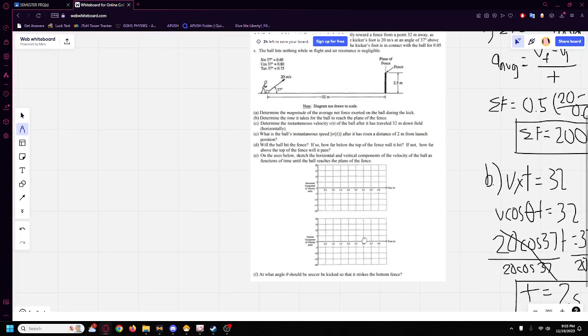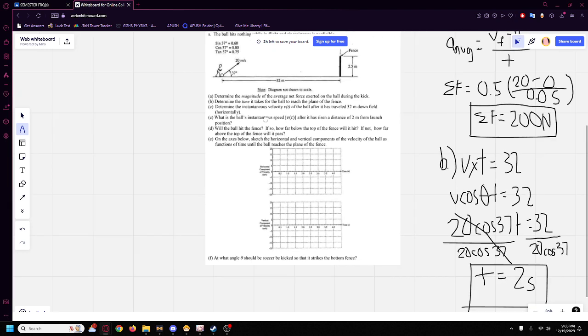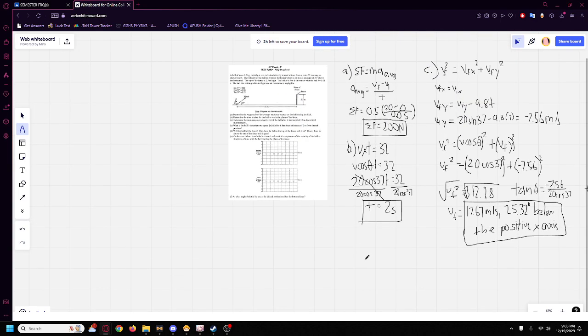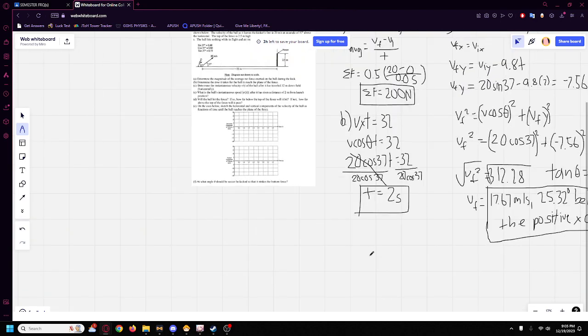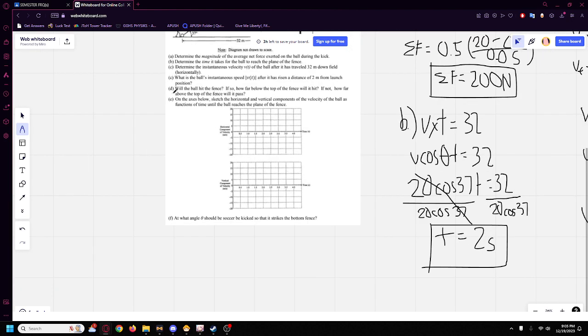Okay. Part D asks if the ball will hit the fence, and if it does, how far below the top of the fence it will hit, and if it doesn't, how far above the fence it will pass. Wait, wait. No, the real part D asks to find the ball's instantaneous speed after it has risen 2 meters from its launch position.